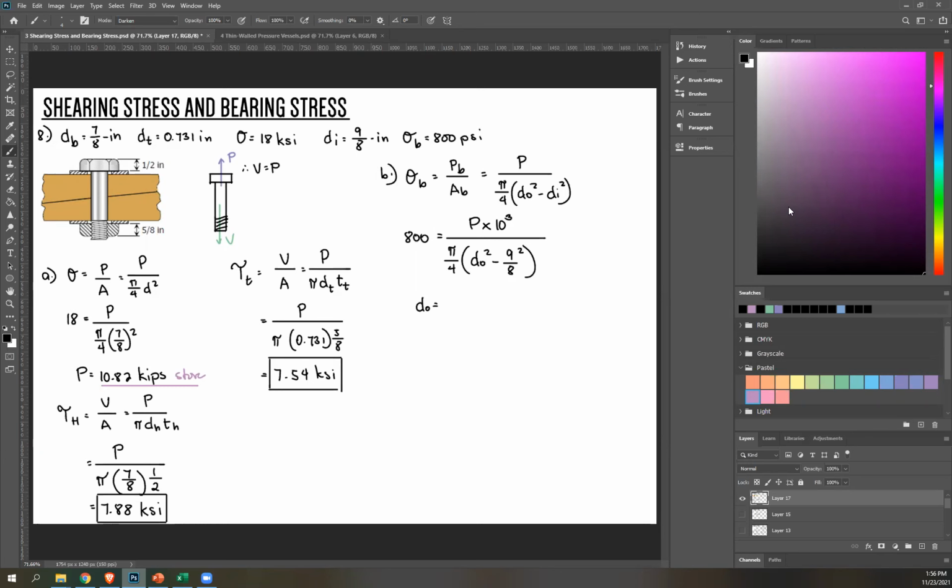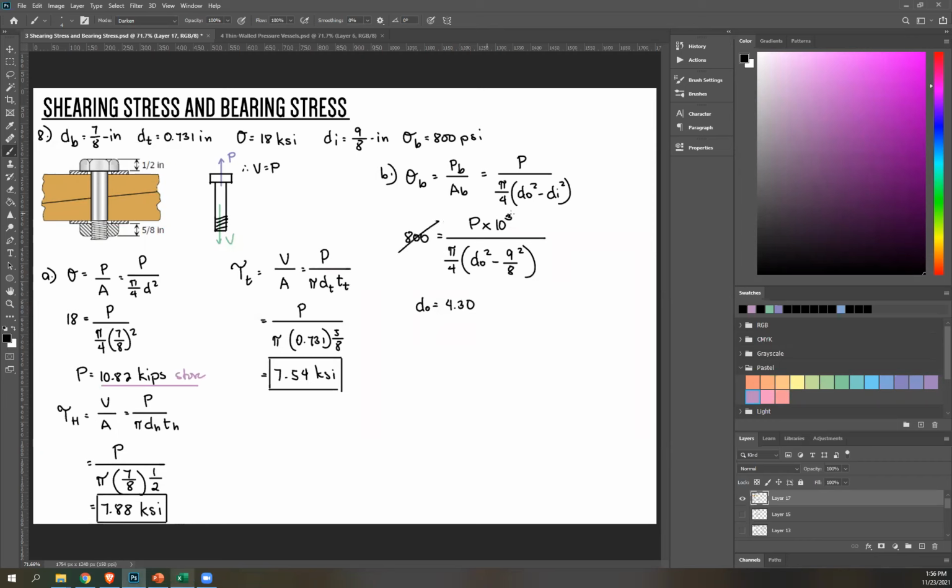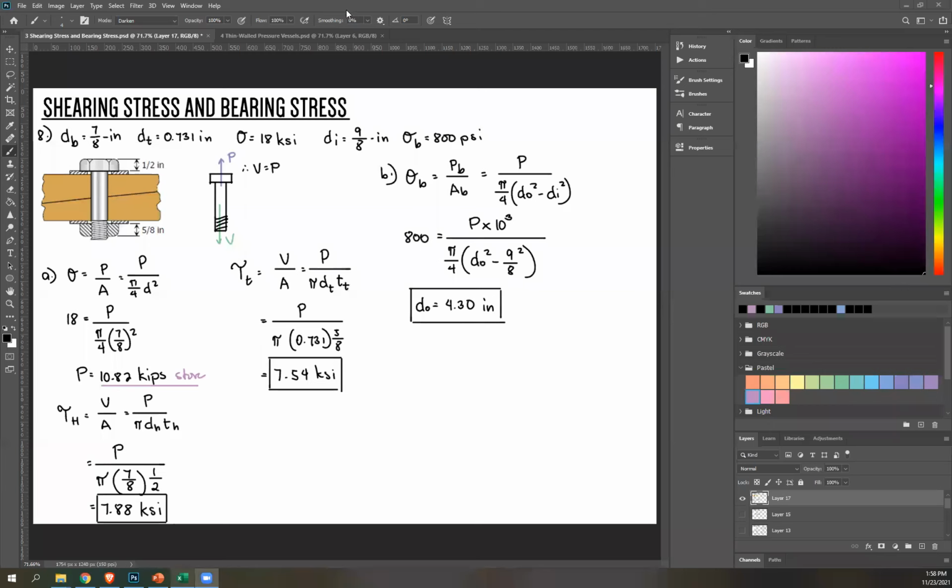4.3, or 4.30. Unit, PSI, pounds per square inch. This is now pounds and inches, so the diameter is in inches. And that's it for number 8. Do you have any questions? Please answer in the chat. No questions? Great. That ends our topic for shearing stress and bearing stress.